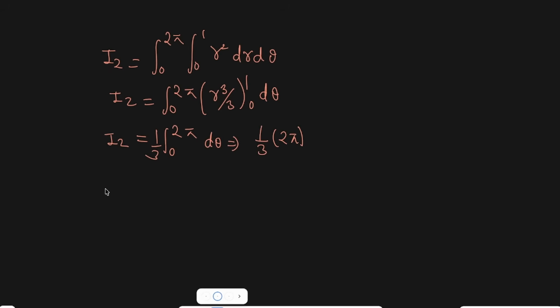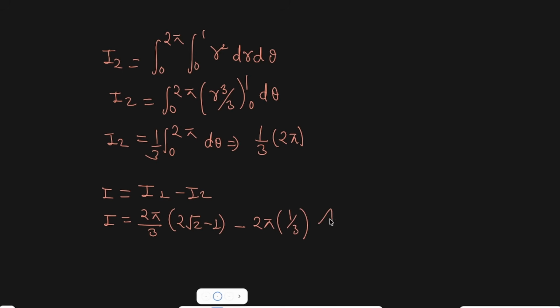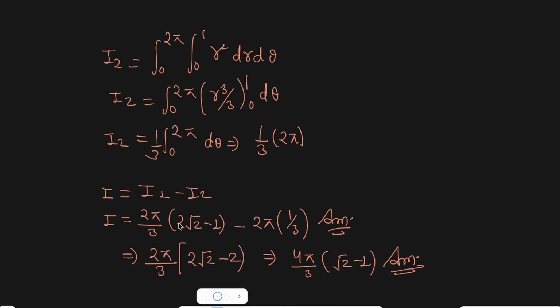This is your I2. So your I is nothing but I1 minus I2. So I1 is equal to 2 pi by 3 into 2 root 2 minus 1, minus 2 pi into 1 by 3. So basically this is your answer, or more precisely you can solve this. 2 by 3 I can take out, it is 2 root 2 minus 1 which will be 2. And more precisely I can write this as 4 pi by 3 into root 2 minus 1. So this is basically your answer. So in this way you can solve this question.